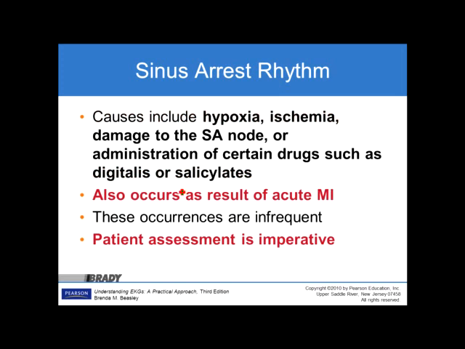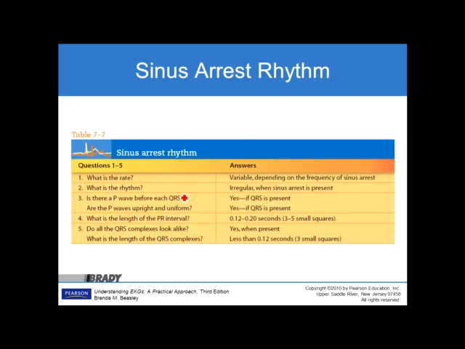Causes include hypoxia, ischemia, damage to the SA node, or administration of certain drugs such as digitalis or salicylates. Also occurs as a result of an acute myocardial infarction. These occurrences are infrequent. Patient assessment is imperative. You have to see what's going on with your patient, and you have to understand what the clinical indications are. If you see them, then they are present.